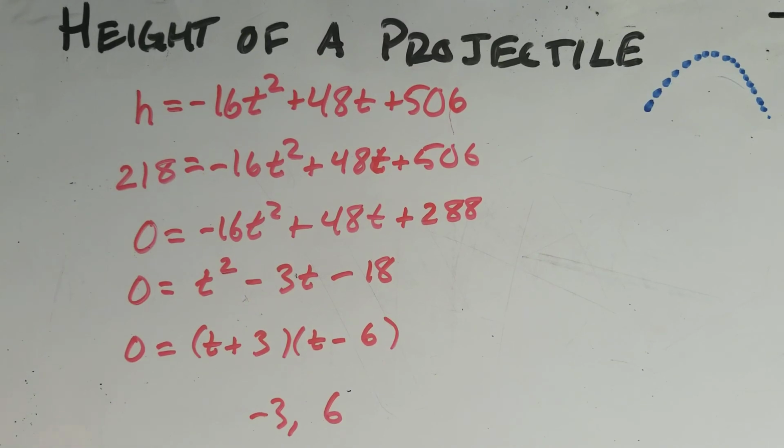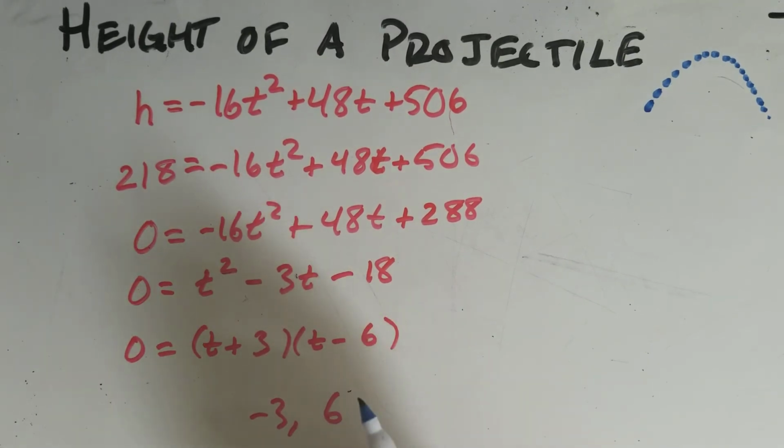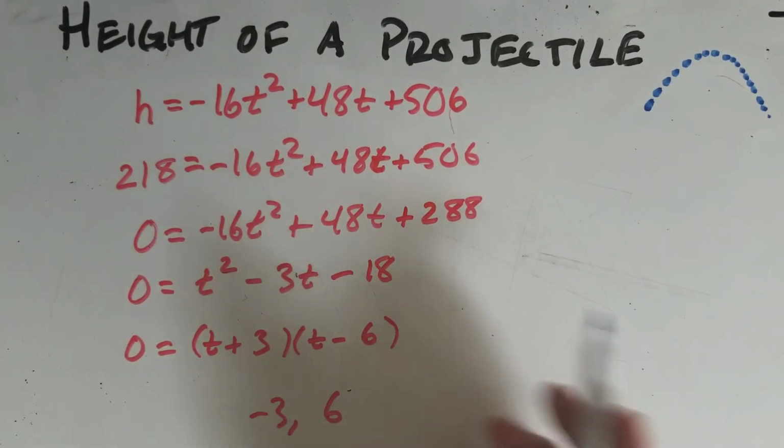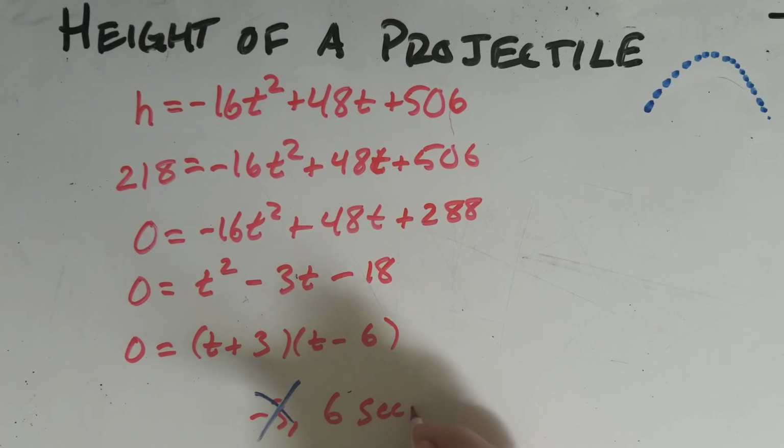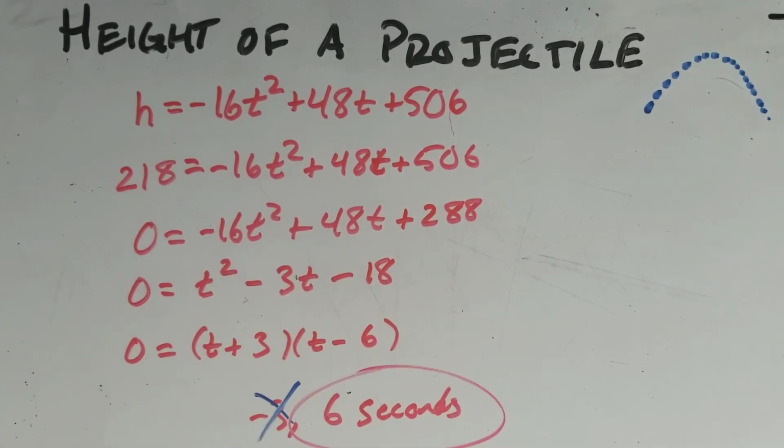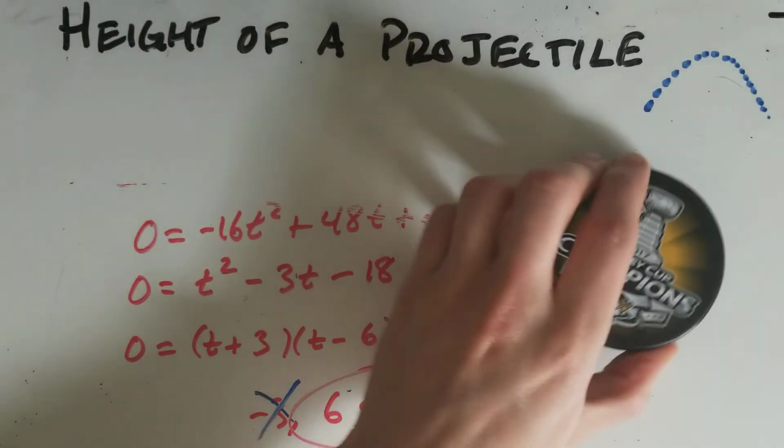And if we're thinking about the question, how many seconds was the ball in the air? You're not going to be in the air for negative 3 seconds, so we'll throw that answer out. So the ball was in the air for 6 seconds before it hit that second balcony. And just like that, we are done with part A. Now part B, and the work is going away.